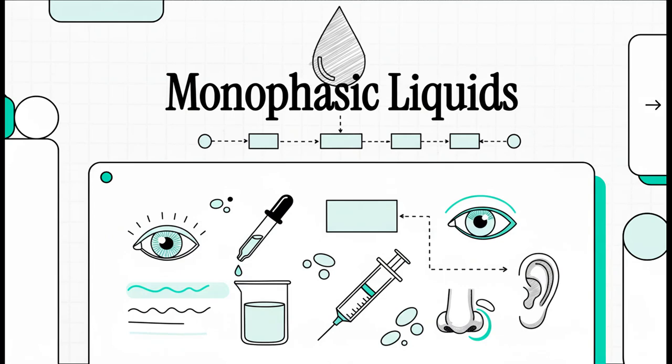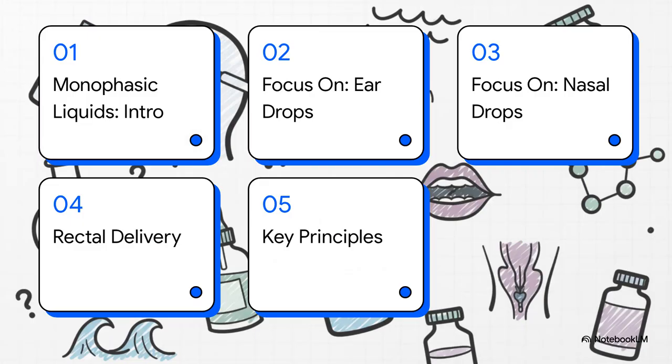If you're diving into the world of pharmaceutics, you are in exactly the right place. In this explainer, we're going to break down monophasic liquid preparations for body cavities. Trust me, it's a super fundamental topic, and we're going to make it crystal clear for you. Okay, so here's our game plan. First, we'll nail down what these liquids actually are. Then, we're going to zoom in on the specifics for ears, then the nose, and then formulations for rectal delivery. To wrap it all up, we'll boil it down to the absolute key principles you need to know as a future pharmacist. Let's get into it.